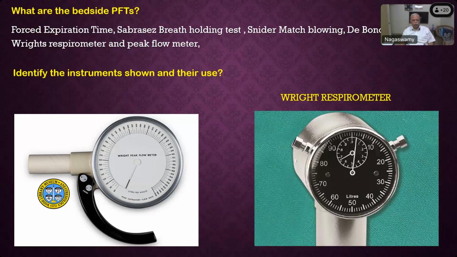So 450 to 600 liters per second is the speed with which air goes out in a normal healthy lung, whereas it is 300 to 400 in a female. Okay, so these are the two instruments, right peak flow meter, which may sometimes be kept in the examination for you to identify.